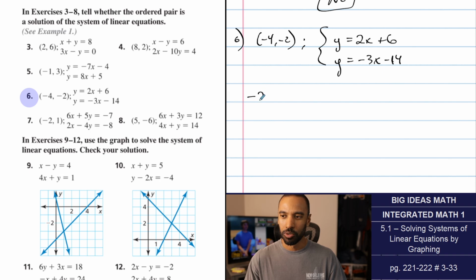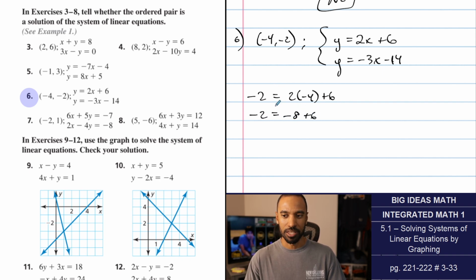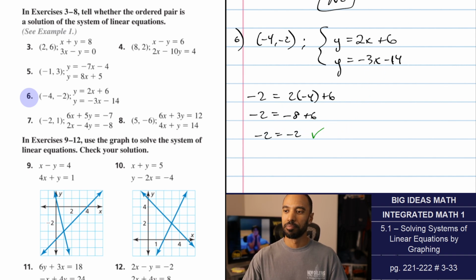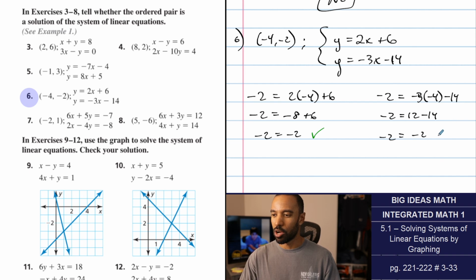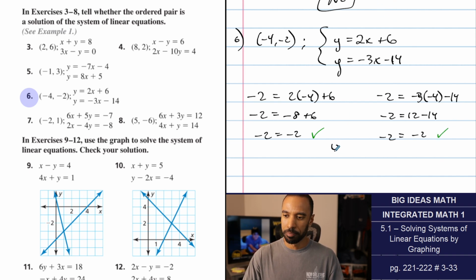All right, -2 equals 2 times -4 plus 6, or so we imagine. We should really put the question mark. Is it? It is. So that one's all good. Let's check this one. -2 equals -3 times -4 minus 14. 12 minus 14. -2, that's right. Oh, look, that's that -2 as well. So it's good to get a yes back there again.